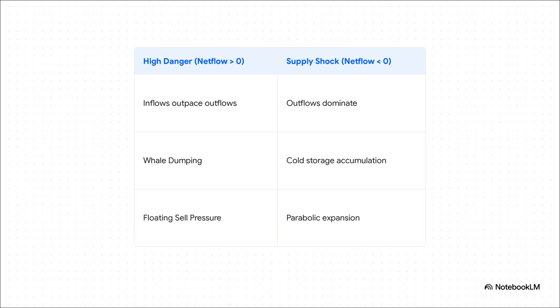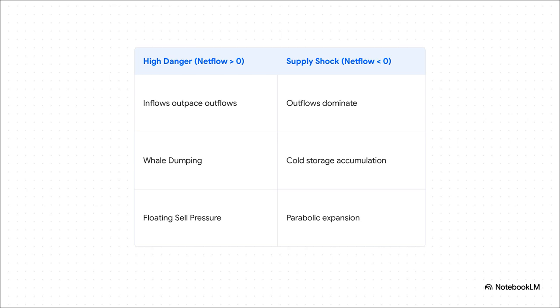We're talking thousands of tokens just flooding onto exchange desks. And here is an absolute rule of the market. Whales do not move assets to an exchange just to look at them. No way. They move them there to establish immediate sell readiness. That creates massive floating sell pressure, which statistically means a macro price top or a violent flush is imminent.